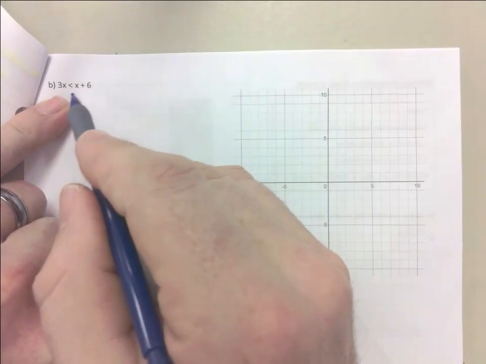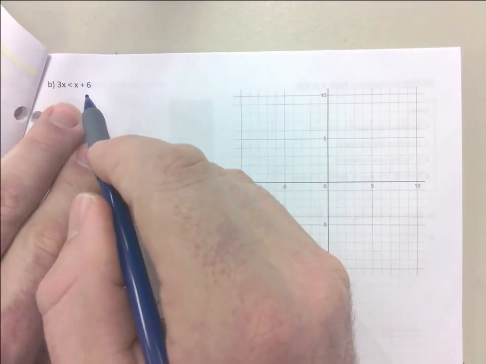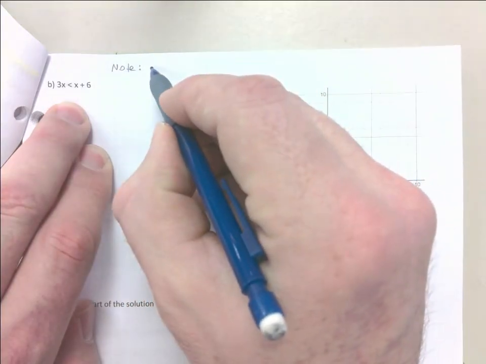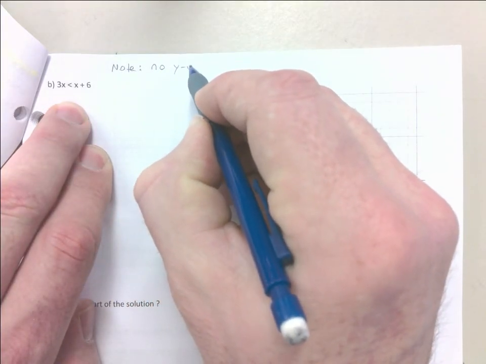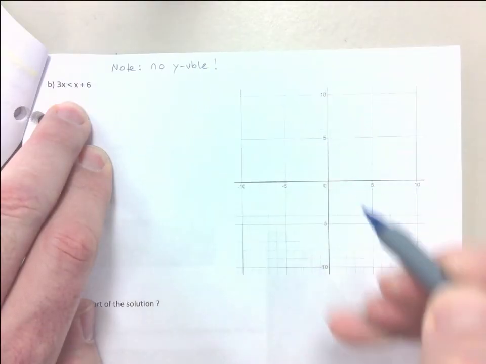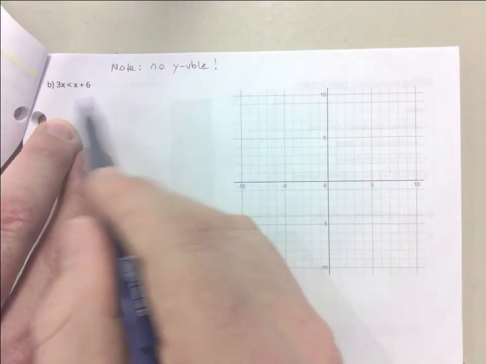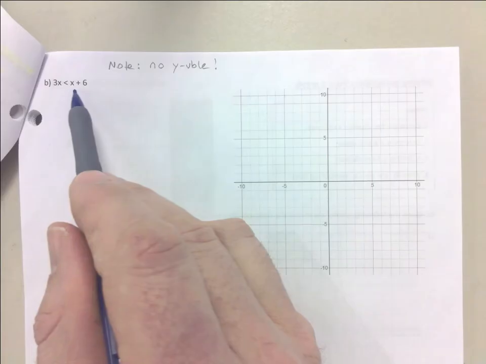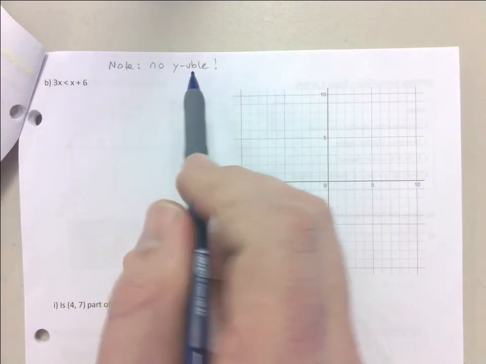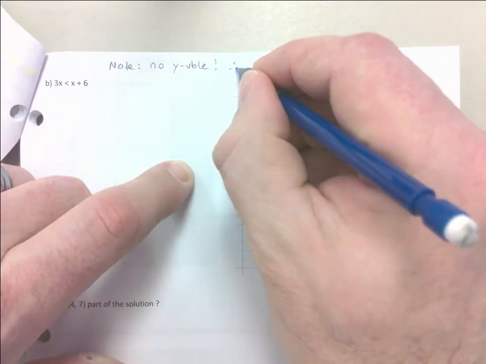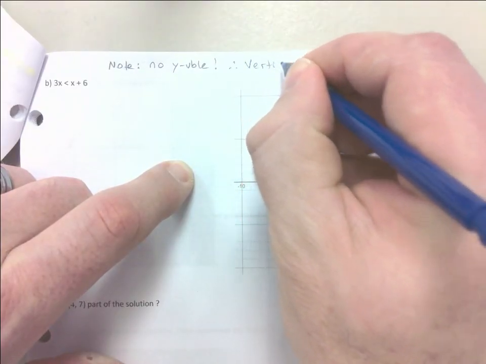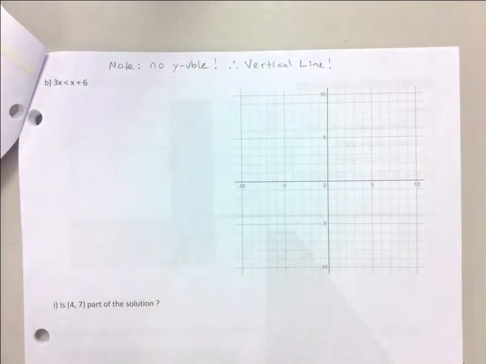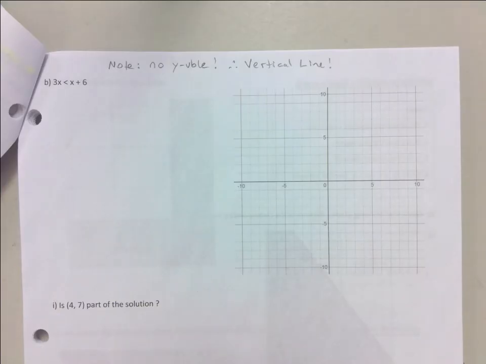What about this one? Note, no y variable. I want you to know that right away, right? Sometimes you have to clean up to find out that that's the case, but in this case you don't need to do anything. No y variable. Therefore, this is going to be a vertical line. Make a note of that, okay?